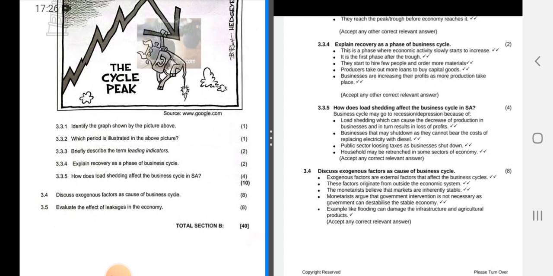Anything you say that is relevant, you will get a mark. So think before you answer. Ponder upon a question before you answer.